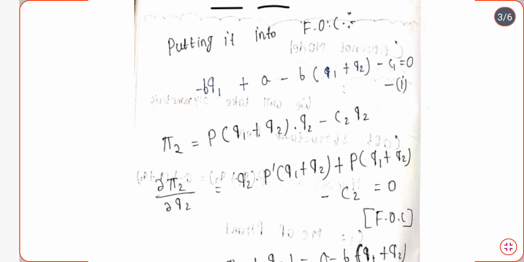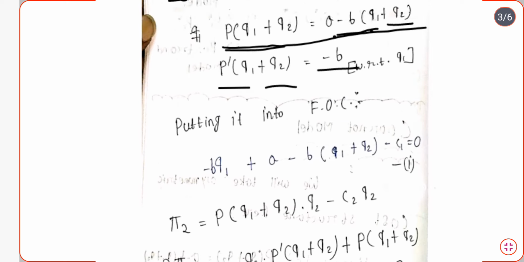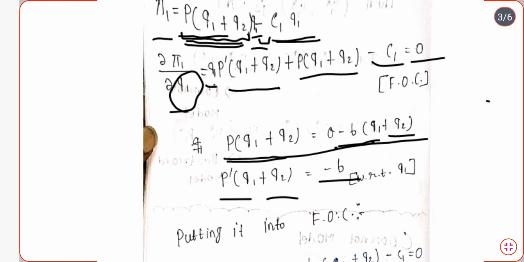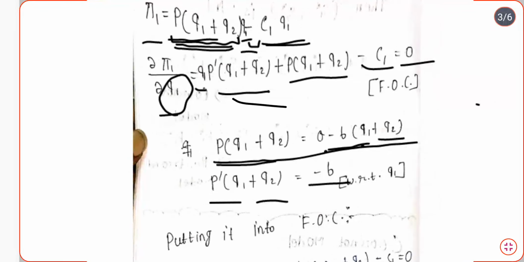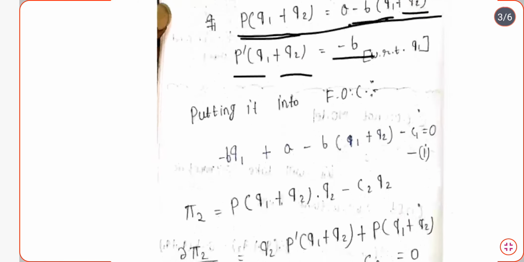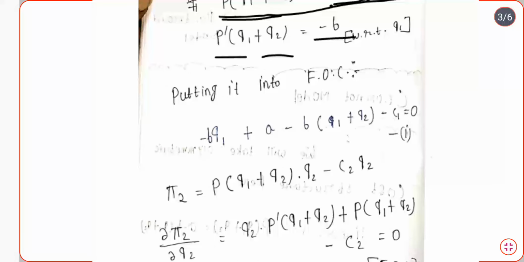Now if we put this value of P dash into Q1 plus Q2, that is minus B, into the first order condition, then it will turn out into this form or this structure. This was our first order condition, right?